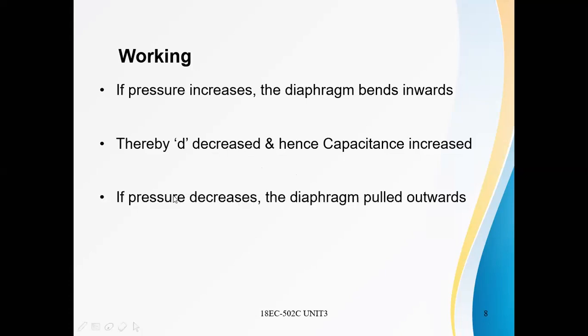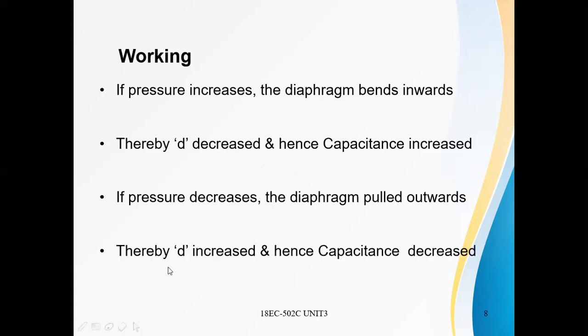In the other case, if the applied pressure decreases, the diaphragm is pulled outwards. If it is pulled outwards, the distance between the two parallel plates increases. If the distance is increased, the capacitance decreases. That means by varying the distance between the plates, the capacitance can be varied. D is increasing or decreasing depending on the applied pressure. This is the working principle of the capacitive transducer.